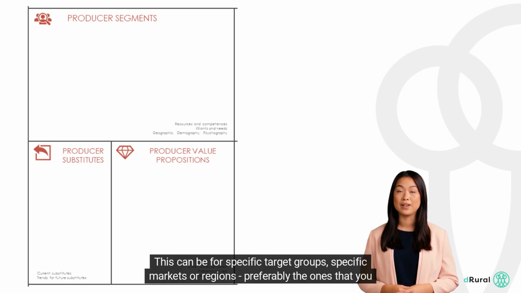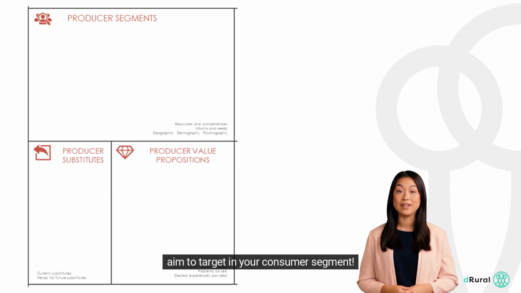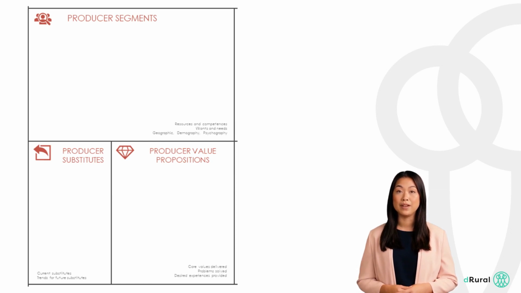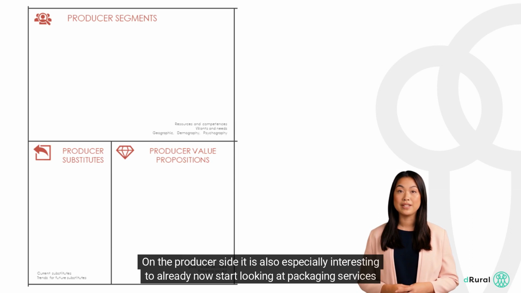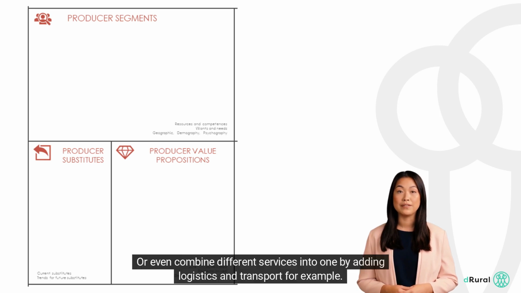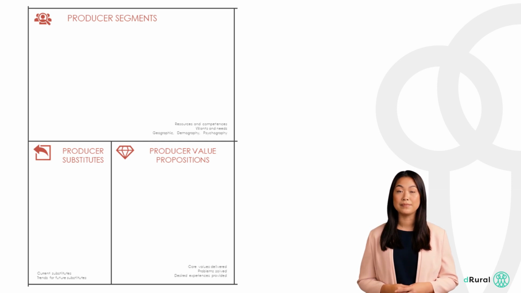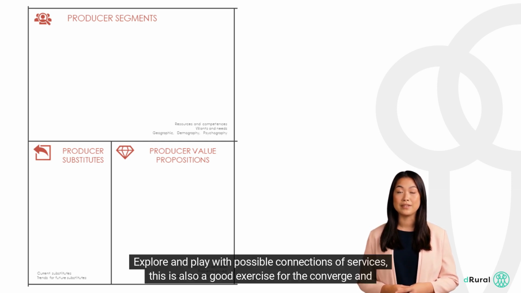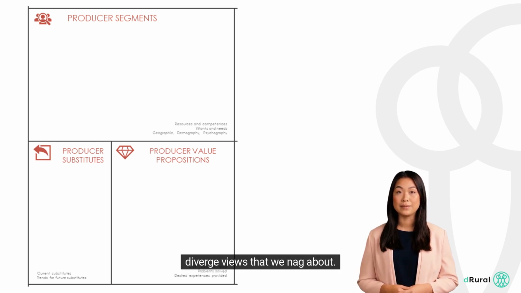This can be for specific target groups, specific markets or regions, preferably the ones that you aim to target in your consumer segment. On the producer side, it is also especially interesting to already now start looking at packaging services together. This can, for example, be by supporting a single producer with planning and scheduling, making them reach more consumers on one travel. Or even combine different services into one by adding logistics and transport, for example. Explore and play with possible connections of services. This is also a good exercise for the converge and diverge views that we talked about.